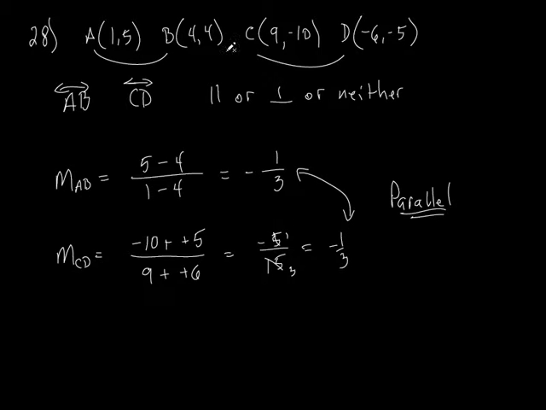It doesn't matter which order you subtract them, but you have to subtract the y's in the same order that you subtract the x's. Look, I could have said 4 minus 5. But if I went 4 minus 5, I'd have to go 4 minus 1. Do you see that? What's 4 minus 5? It's negative 1 over 3. It's still negative 1/3. So it doesn't make any difference as long as you subtract the y's and the x's in the same order. And then you're fine.